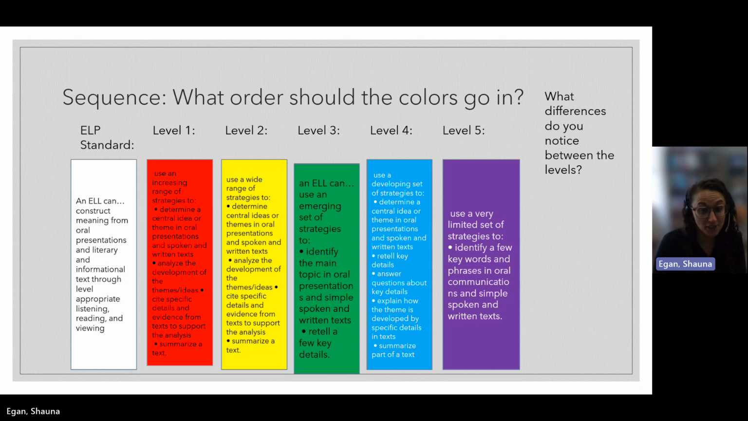The correct answer for this will be identified in a note, but it should be easiest is purple, then green, then blue, then red, then yellow. So as you see those skills start from easiest to most complex, what differences do you notice between the levels?